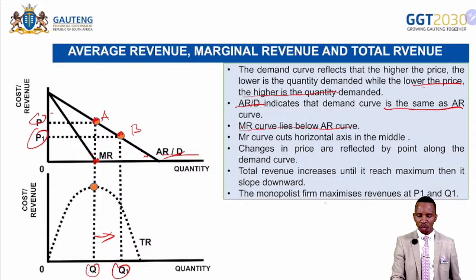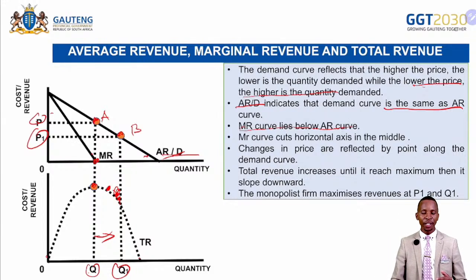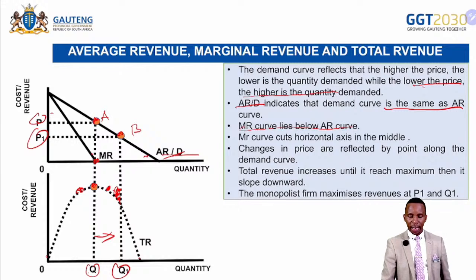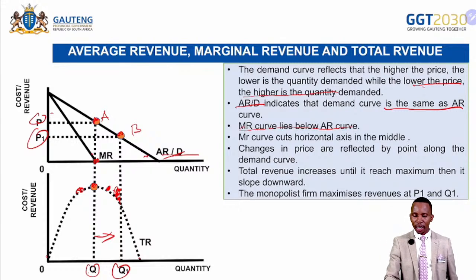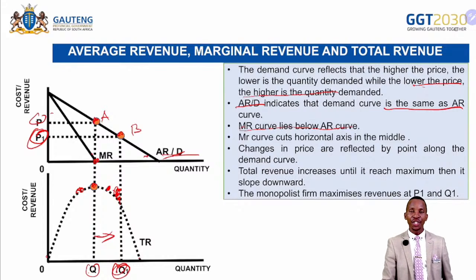Total revenue increases until it reaches its maximum. Then it declines, becoming downward sloping. So it has increased until it is maximized at this point, and after being maximized, it goes down further until it reaches 0. Like I said before, TR will be positive until it reaches the maximum point. The monopolist firm maximizes revenues at P1 and Q1. So at P1, which is here, and Q1, which is here, the firm maximizes its revenues.